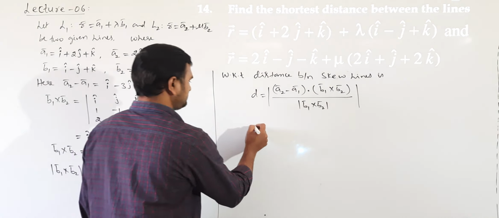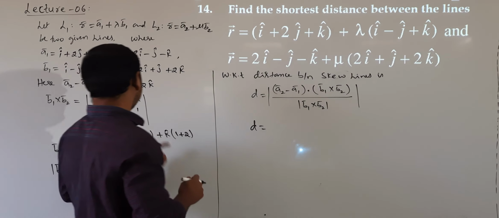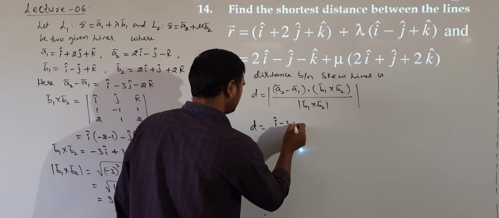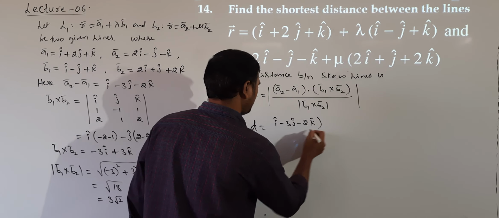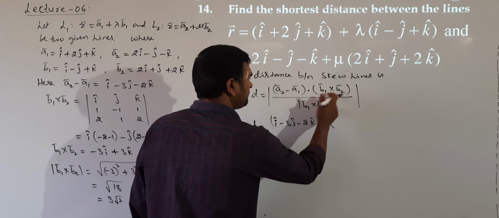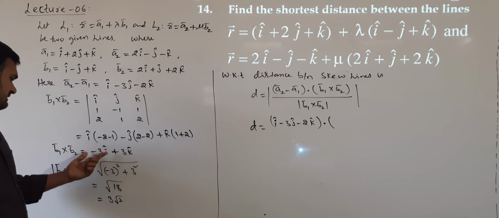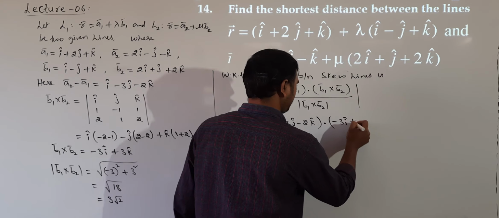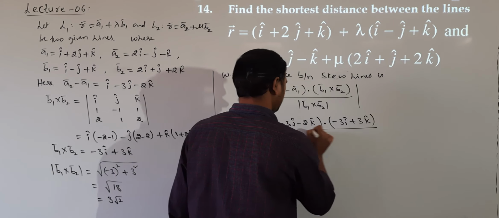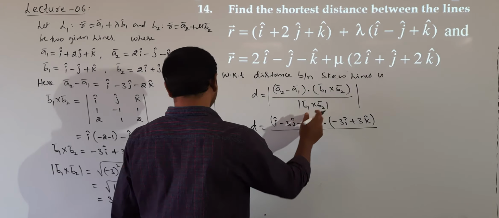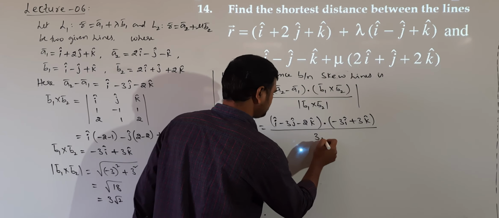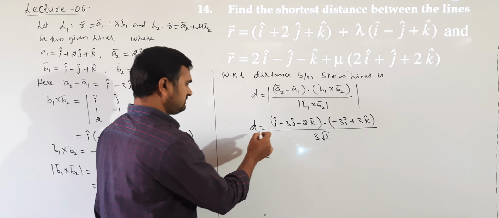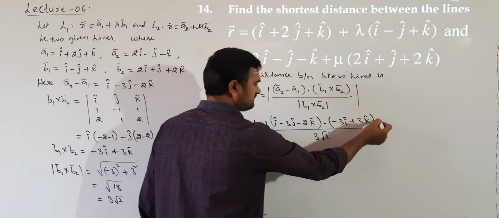Understand? So d is equal to a2 minus a1, which we know is the vector i minus 3j minus 2k, dot product with b1 cross b2. That vector we found here: b1 cross b2 is minus 3i plus 3k, divided by the magnitude of b1 cross b2, which is 3 root 2. Take the dot product. We will take modulus because distance cannot be negative.